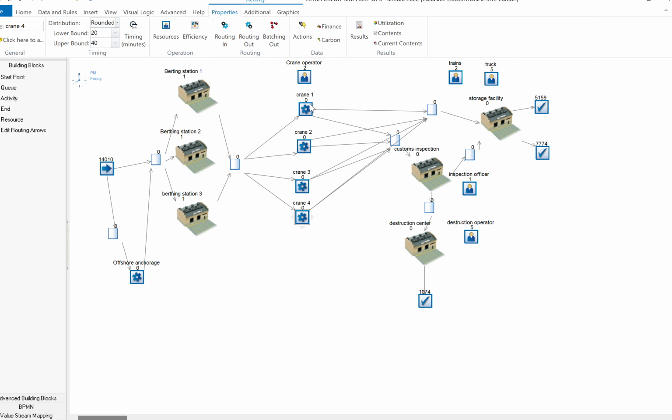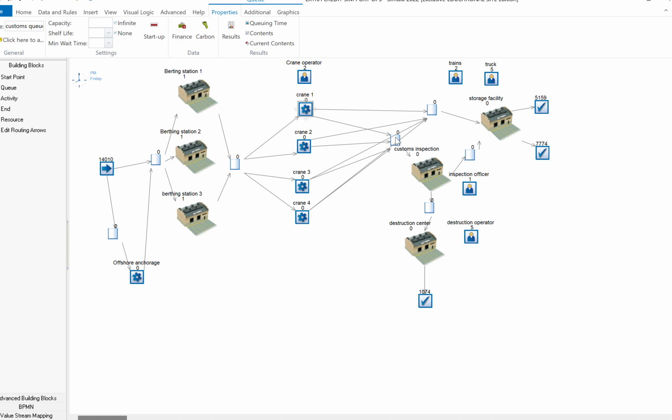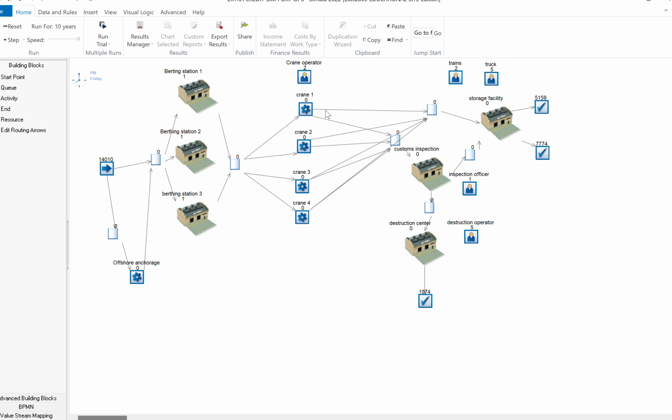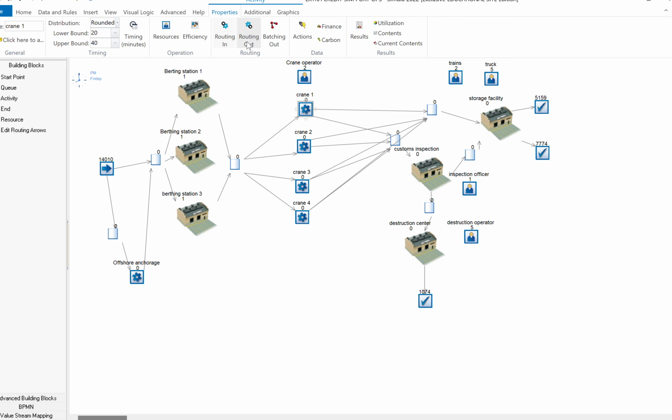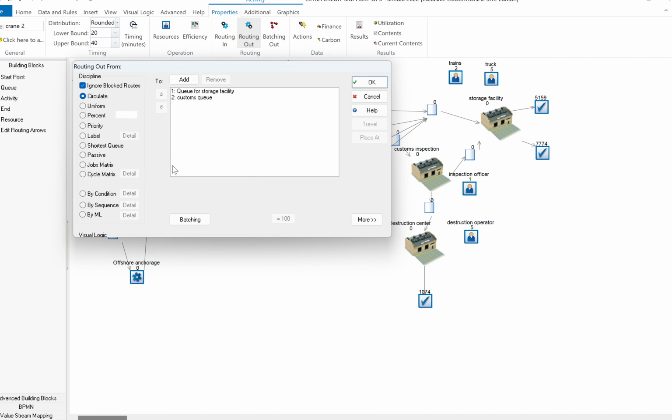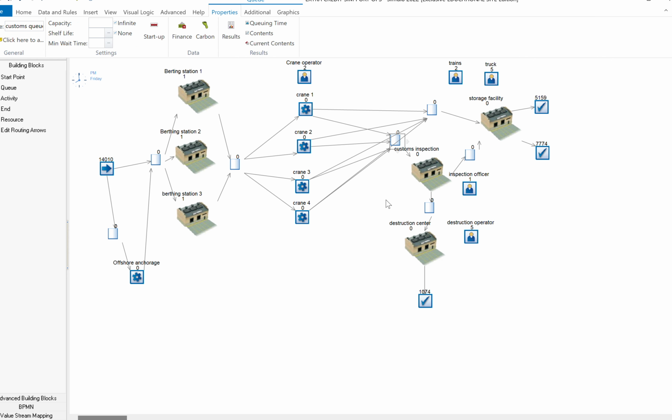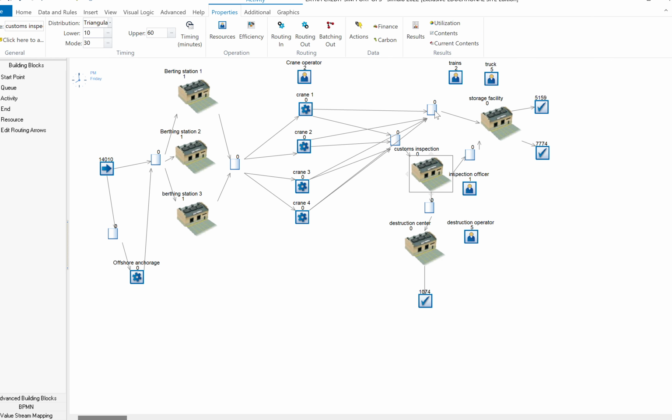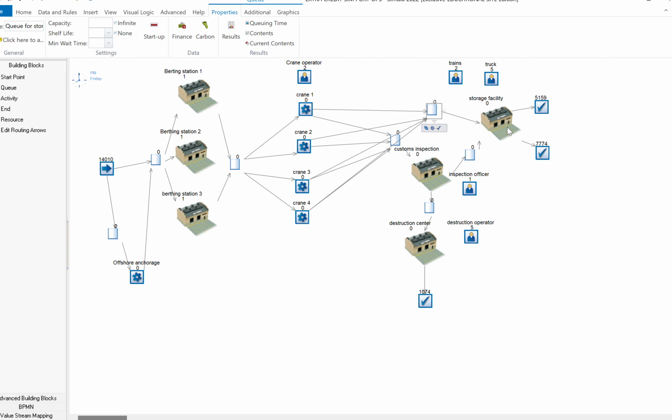So now from each of these cranes, you have where it's loading the cargo. There's this queue here, which is the customs queue, and you have the queue for the storage facility. These two queues have the same distribution for the routing out for all of these. You have routing out, and you have a percent, and it's 50-50. So 50% of the cargo will be sent to the customs inspection, where it will obviously get inspected, or 50% will be sent to this other queue, which is the storage facility, where the cargo will then just be put into storage.